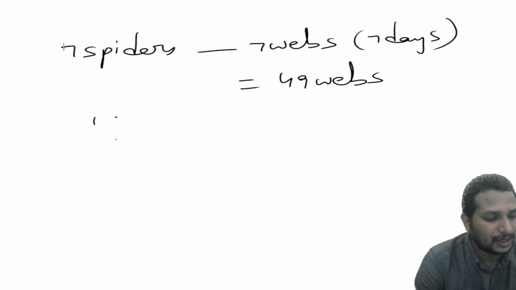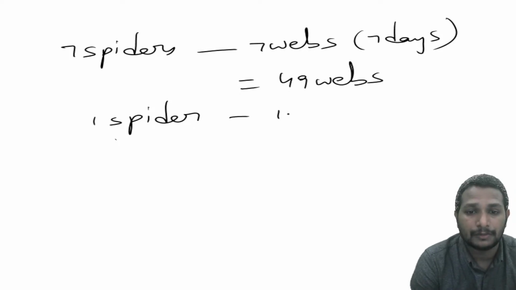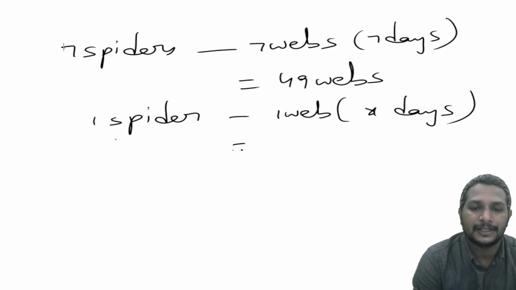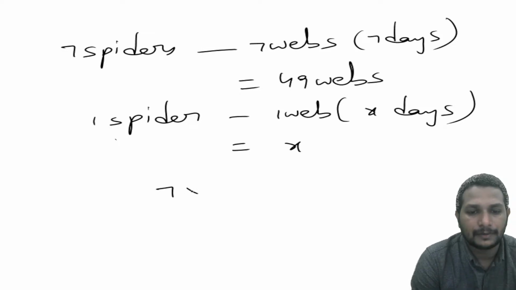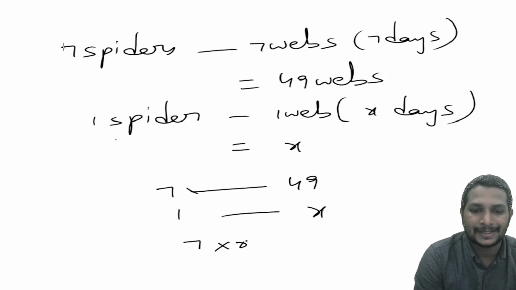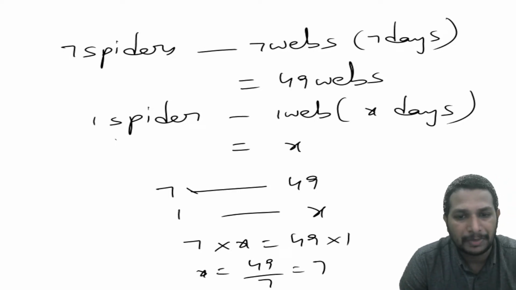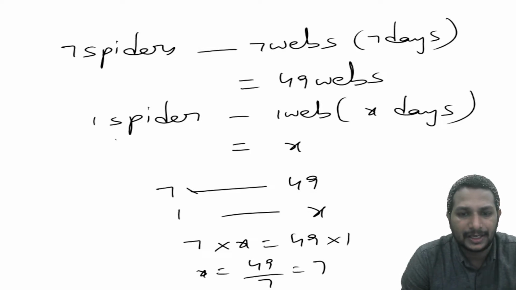7 days means 1 spider will make 1 web in how many days? X days. It's nothing but X. X equals, what is the value of X? 1 spider makes 1 web in 7 days.